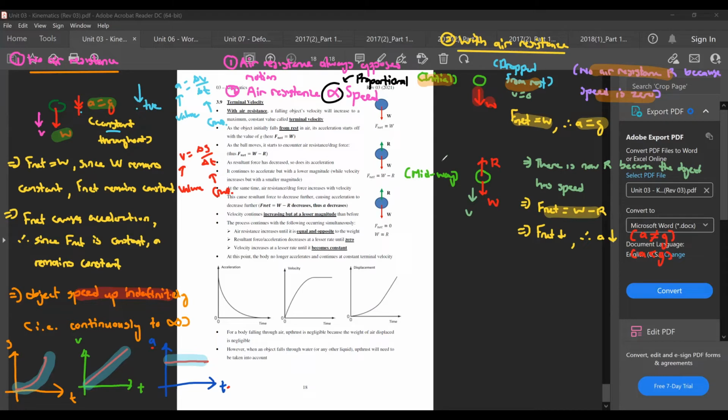Then after that, I give you another different case. From here, my acceleration has decreased. Do you suppose that the object is still speeding up or slowing down?